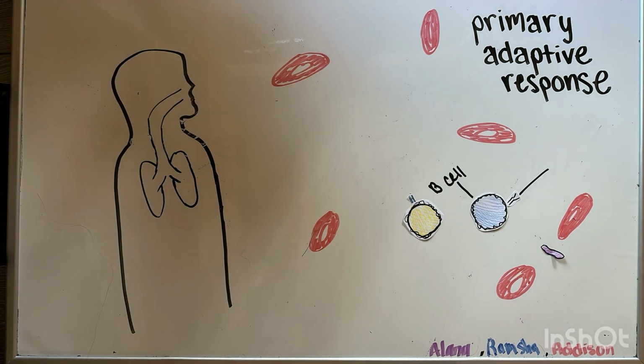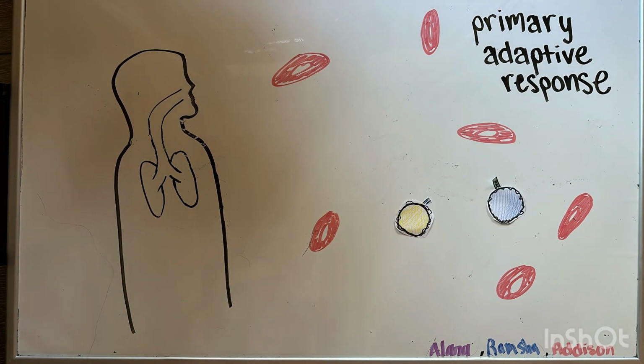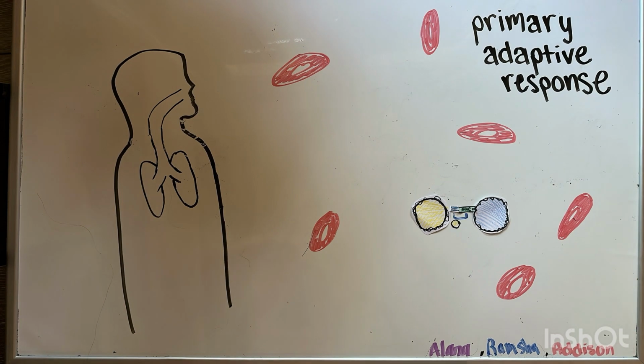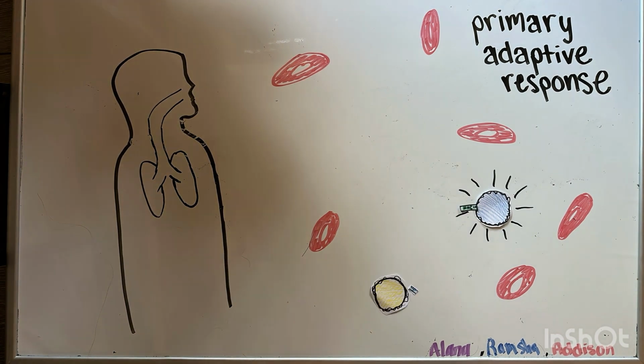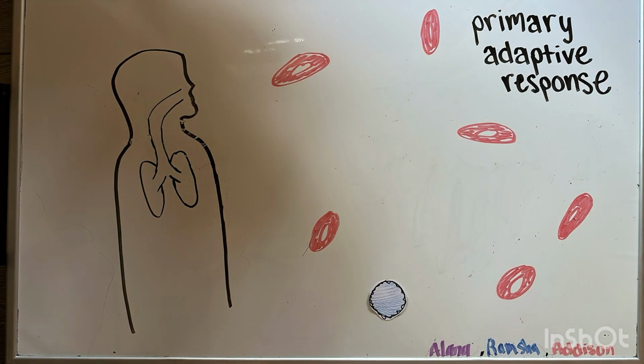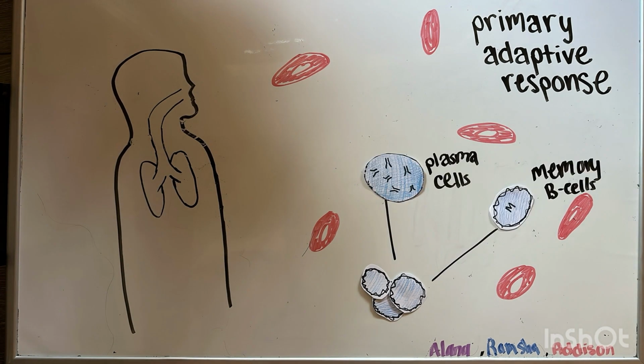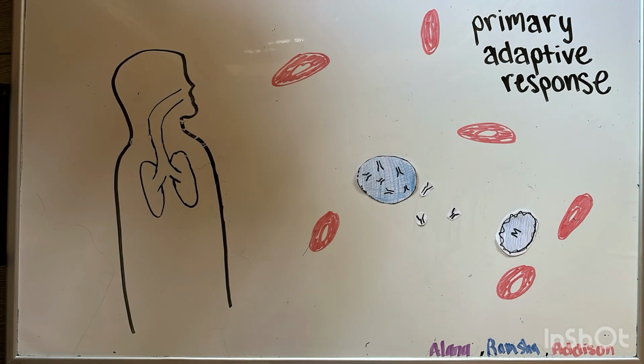With the aid of cytokines and CD4, the helper T cell will bind to and activate the B cell. The activated B cell will then proliferate and differentiate into memory B cells and antibody-secreting plasma cells. The secreted antibodies are a soluble, unattached form of the B cell receptor specific to the antigen.